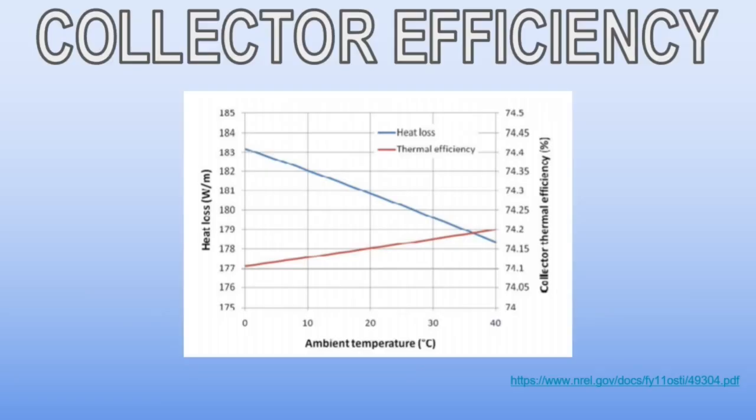Talking about the efficiency of the collector, it depends on two factors: the heat loss that will happen and the thermal efficiency of the collector to absorb the heat and work properly. As we see in the graph here, the heat loss keeps decreasing as we increase the ambient temperature, but the efficiency of the collector keeps on increasing as we increase the temperature. So we have to find an appropriate junction to find the ambient temperature for the solar collectors to work and have maximum collector efficiency.